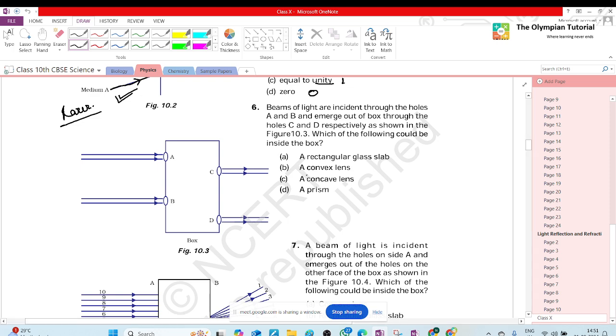In case of a convex lens, it will become converging. In case of a concave lens, it will diverge. Sorry, the diagram I made is correct, but by mistake I said diverging. Convex lens converging, concave lens diverging. And in a prism, we can't exactly tell which way. What does a prism do? It breaks down the rays into different colors. Only in case of a rectangular glass slab do we get the emergent ray parallel to the incident ray.